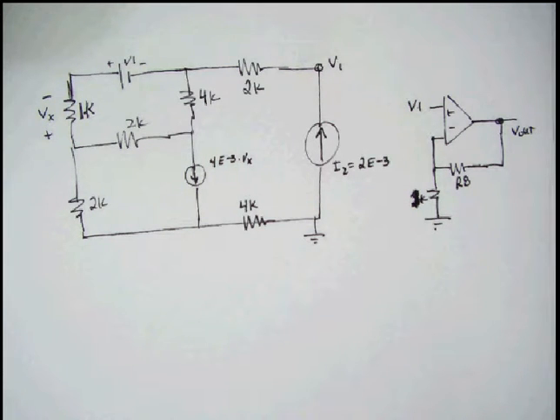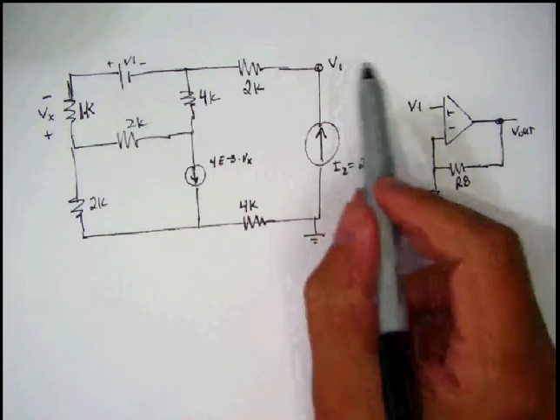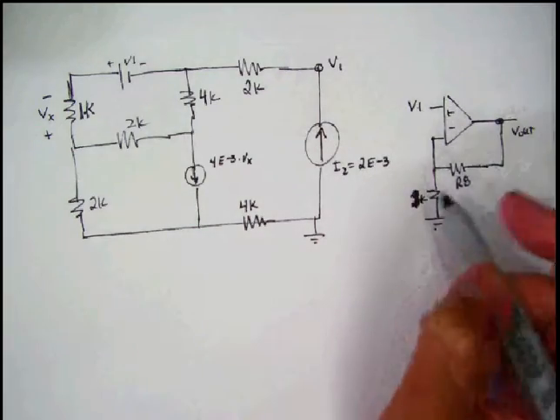Welcome back. Here I've drawn the circuit again. I've separated out the op amp to show that it's an ideal case and we've got no current flowing from the circuit into the op amp.